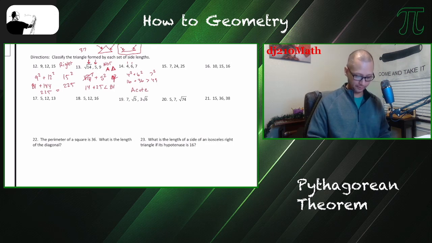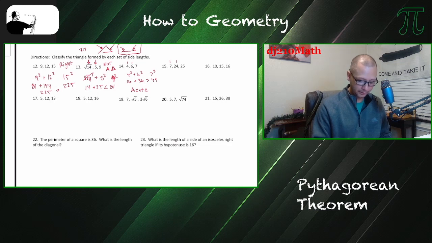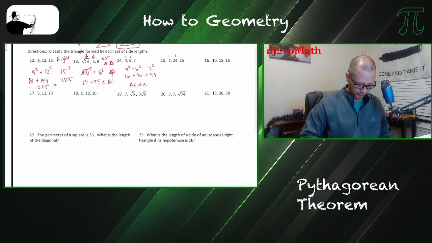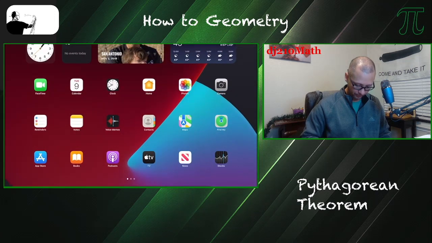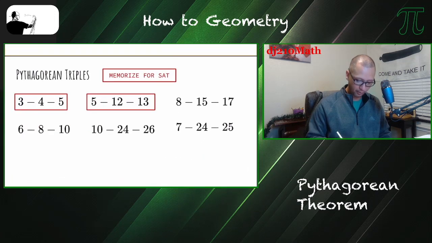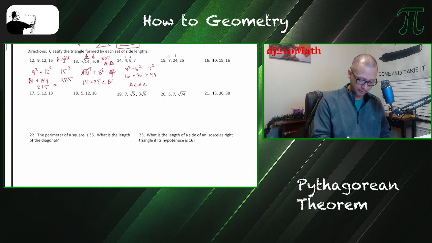Okay, 7, 24, 25. So 7 and 24 definitely are greater than 25. I feel like this is one of the ones that we get to remember. This is kind of ringing a bell, but let's just check and see. Right, 7, 24, and 25. So this comes in handy. This is a right triangle because it's a Pythagorean triple.